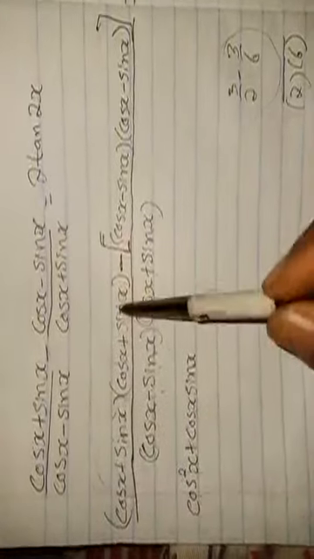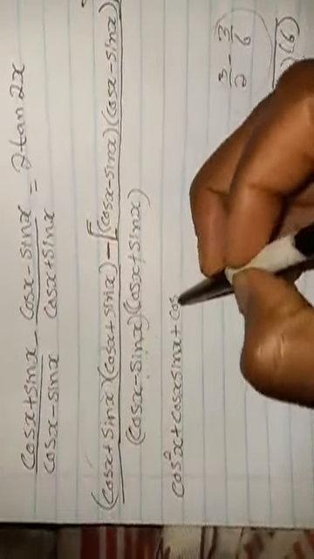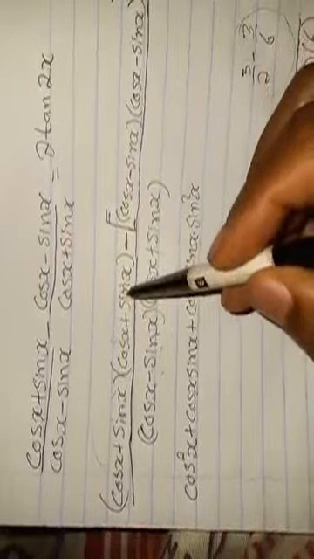Okay, let me do it like this. We started with cos x multiplied by cos x and got cos squared x. Now cos x multiplied by sin x, we got cos x sin x. Now we're coming to sin x multiplied by cos x, we're going to get cos x sin x. Sin x multiplied by sin x is going to be sin squared x. Okay, we have dealt with the first part.